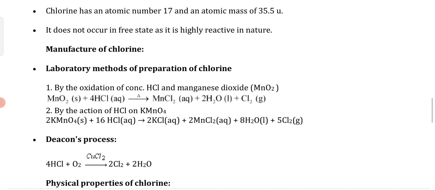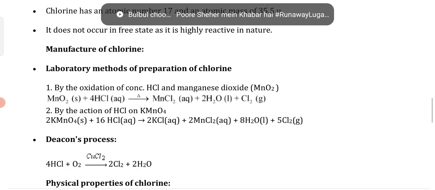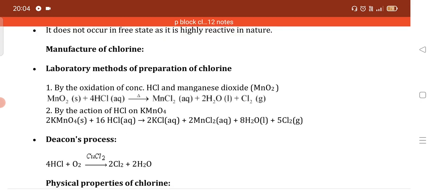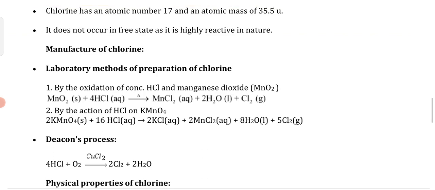Next, I am coming to the manufacture of chlorine, the laboratory methods of preparation of chlorine. The laboratory method is by the oxidation of concentrated HCl with manganese dioxide. MnO2 plus 4HCl produces MnCl2 plus 2H2O plus chlorine gas. So in this way we can make chlorine gas. This is a laboratory preparation where we use manganese dioxide, which reacts with hydrochloric acid and produces MnCl2 plus 2H2O plus Cl2 gas.